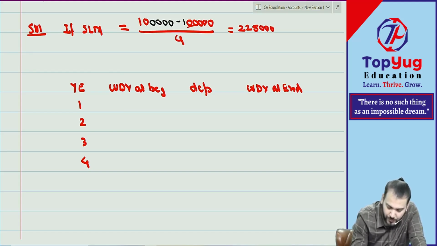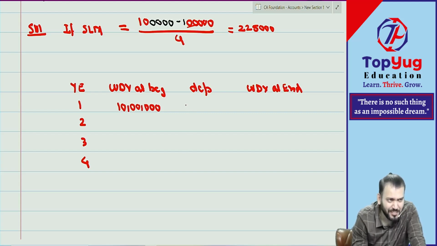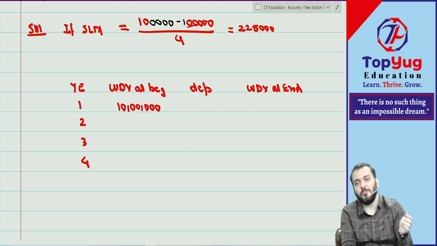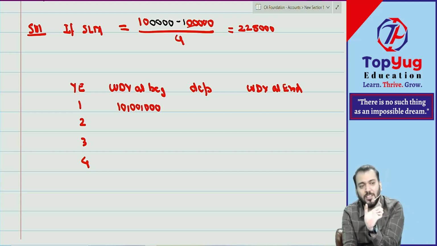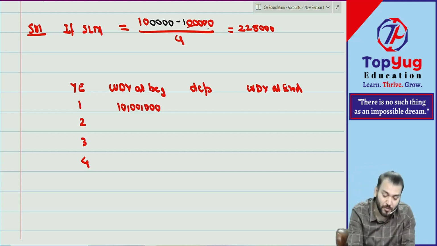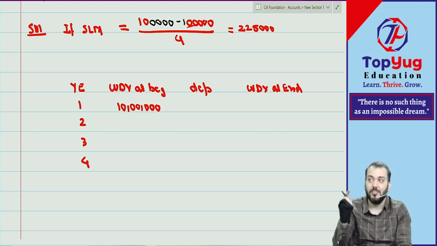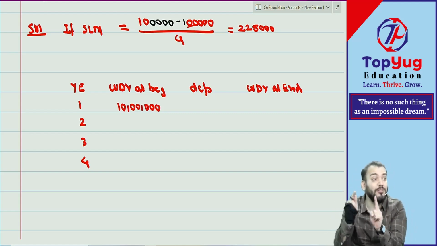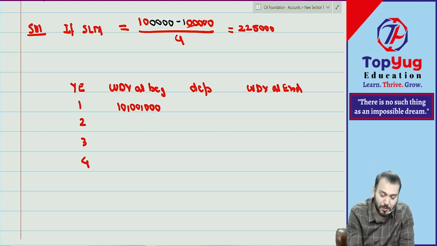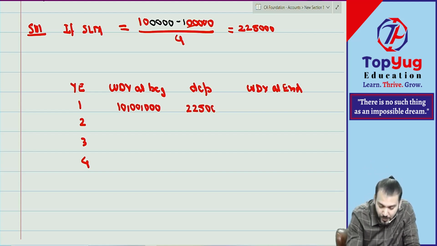Everyone getting this? So first, your WDB at beginning will be how much? 10 lakh or 9 lakh? WDB means the portion after writing off depreciation. This residual value is only deducted to calculate depreciation. We are not deducting it to find the book value in the balance sheet. So first year WDB will be cost only. From this, 2,25,000. So this will become how much?